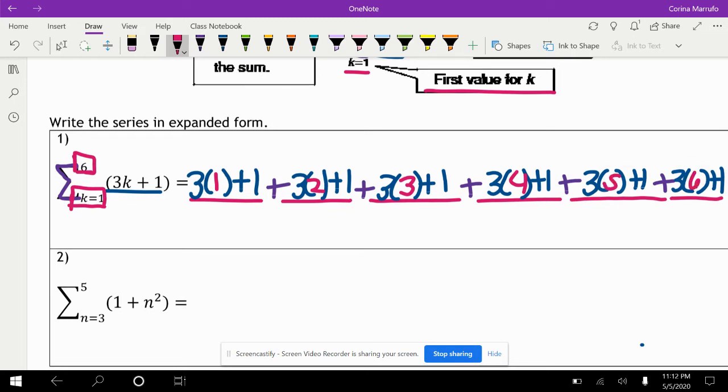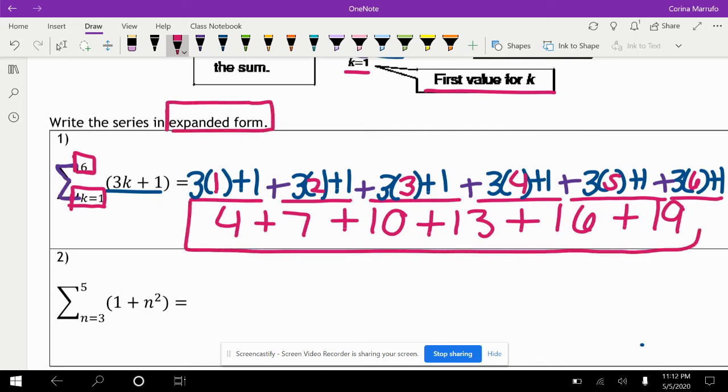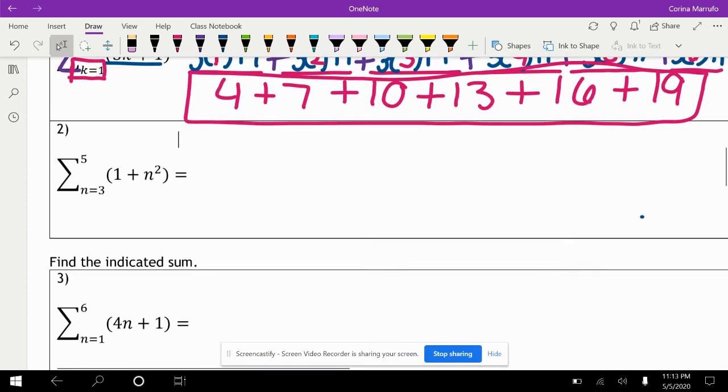If you look at the first one, we're going to go ahead and multiply this out. 3 times 1 is 3, plus 1 gives you 4. Plus 3 times 2 is 6, plus 1 is 7. Plus 3 times 3 is 9, plus 1 is 10. Plus 3 times 4 is 12, plus 1 is 13. Plus 3 times 5 is 15, plus 1 is 16. And last, 3 times 6 is 18, plus 1 is 19. Now they want the expanded form, so this is our expanded form. They don't want us to actually add it up, so we're done there.